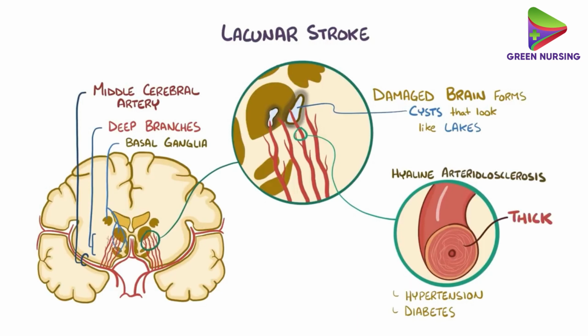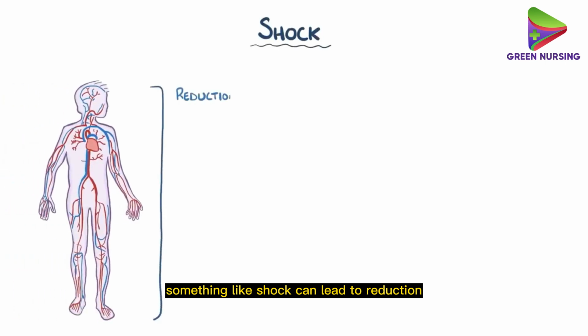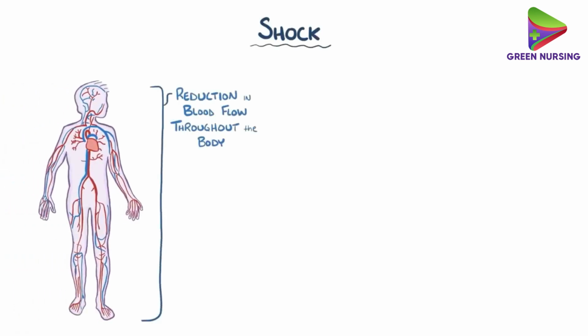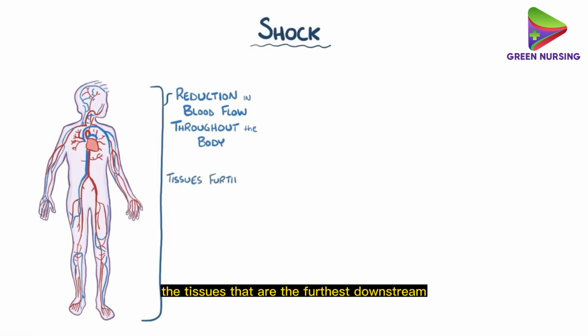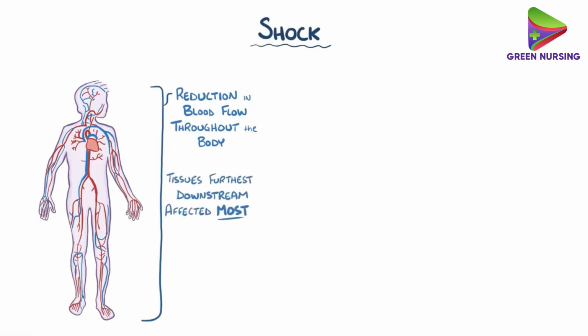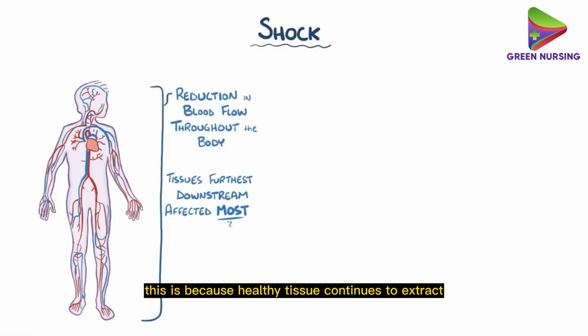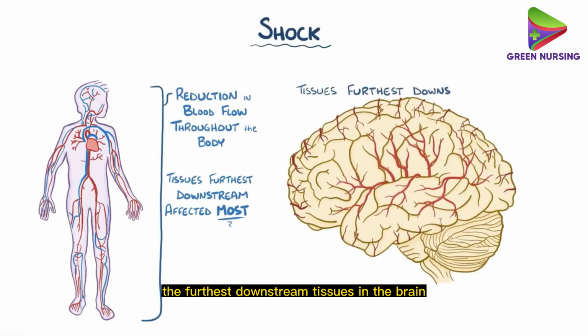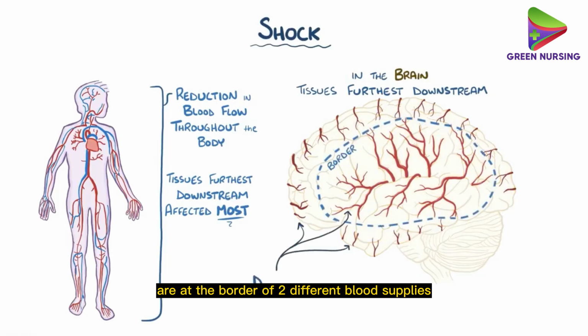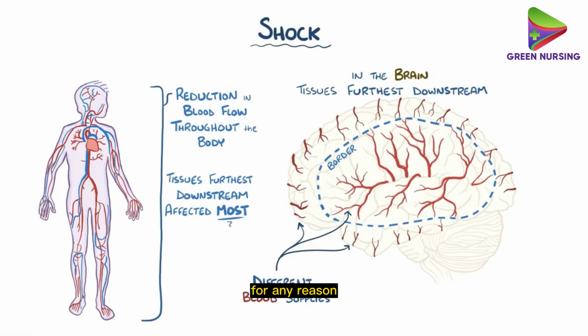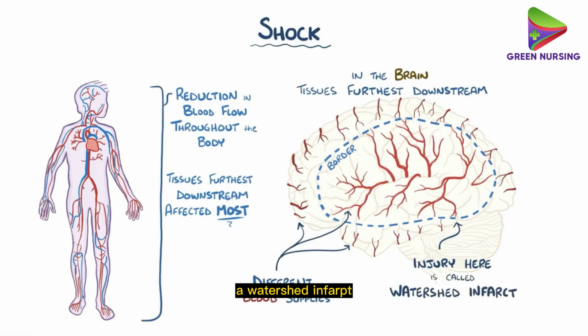In addition to problems specific to an artery, something like shock can lead to reduction in blood flow throughout the entire body. In these cases, the tissues that are the furthest downstream are affected the most. This is because healthy tissue continues to extract what it needs from the blood flowing by, leaving little to no oxygen and nutrients for the tissue furthest away. The furthest downstream tissues in the brain are at the border of two different blood supplies. When the blood flow throughout the body is diminished for any reason, they get damaged, and this pattern of injury is called a watershed infarct.